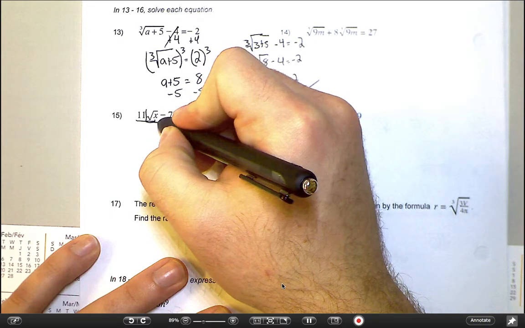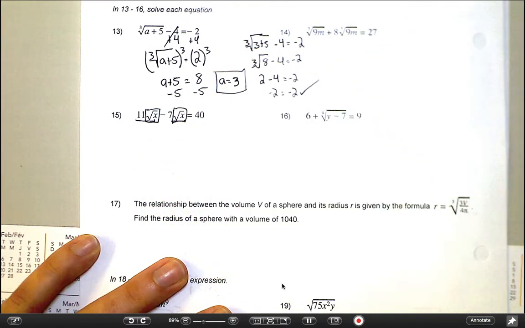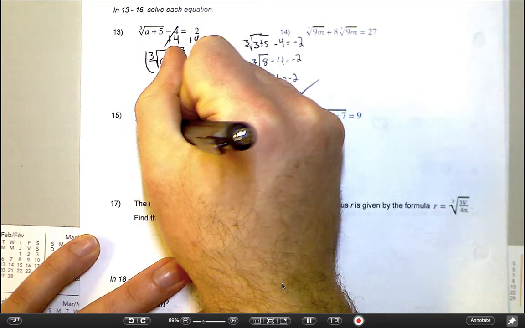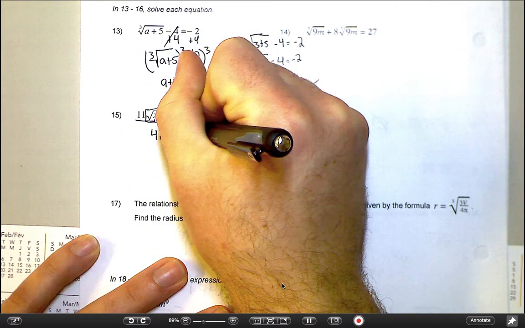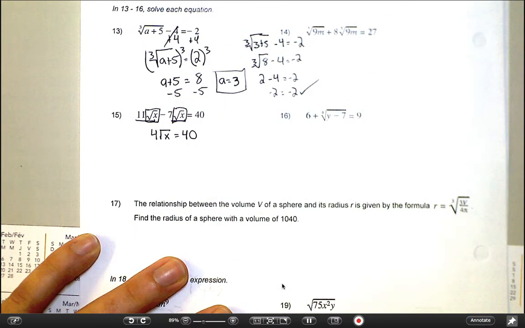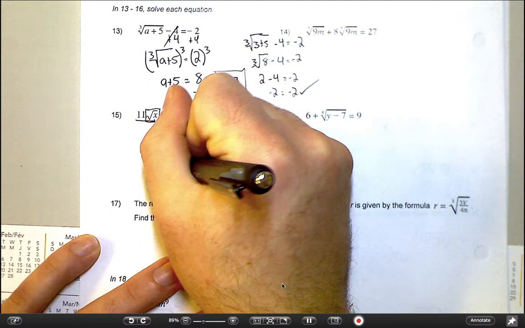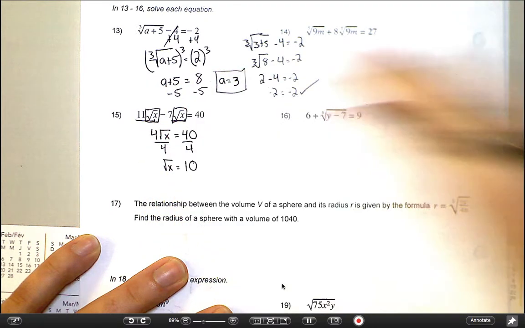So I'm going to say that this square root of x is really my term that I'm working with. So I have 11 minus 7, which is 4, square root of x is equal to 40. Okay, then we can go ahead and solve from there by dividing by 4 on both sides, and we get the square root of x is equal to 10.